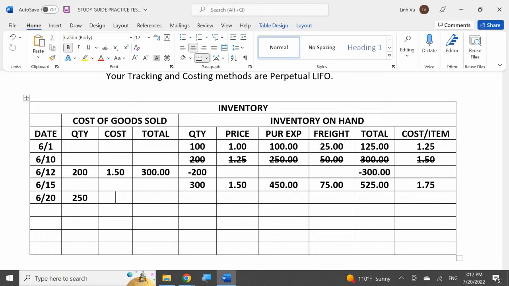So which batch are we going to go with? $1.75 each. Good. We're going to go for the most recent batch, which is going to cost me $1.75 per item. So in this case, how much is my total cost of goods sold? $437.50. Good. So if I subtract that out, I should have 50 units remaining.